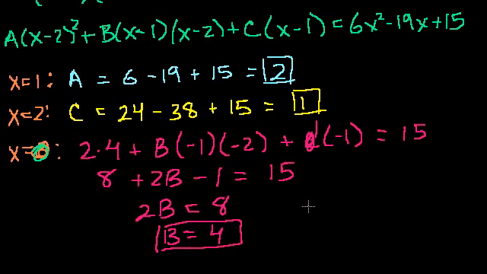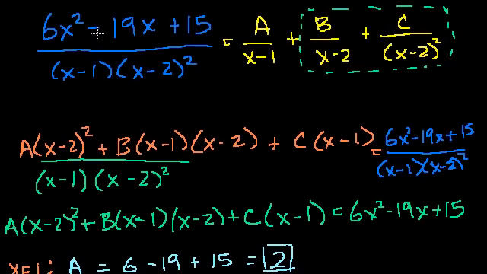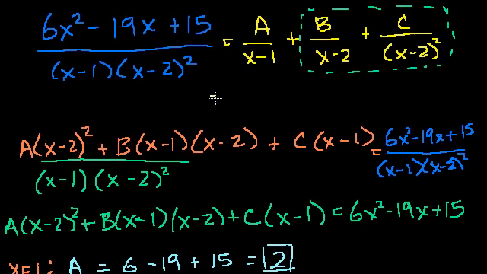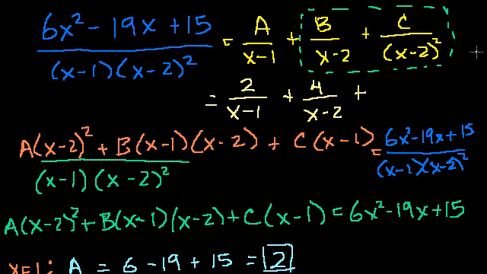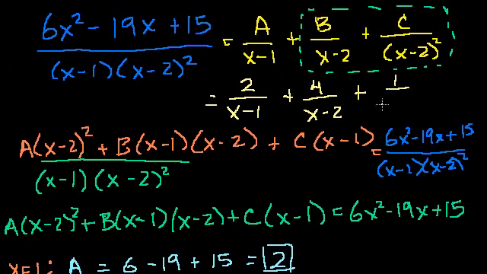So we're done. The partial fraction decomposition of this right here is a, which we solved for, which is 2. So it equals 2 over x minus 1, plus b, which is 4, 4 over x minus 2, plus c, which is 1 over x minus 2 squared.